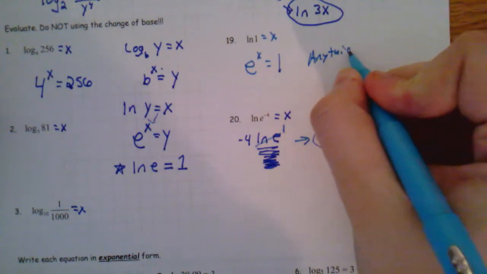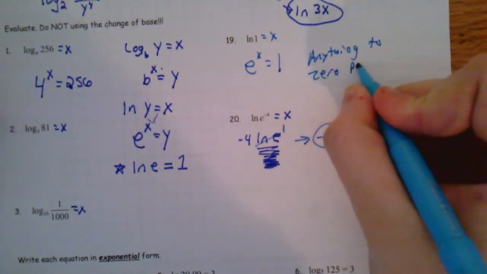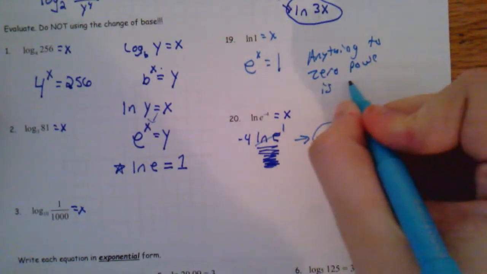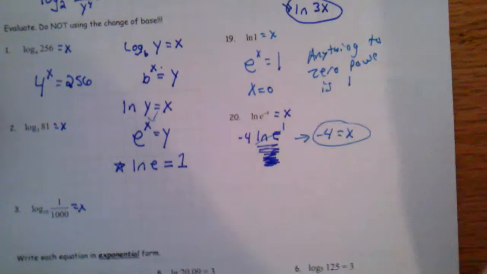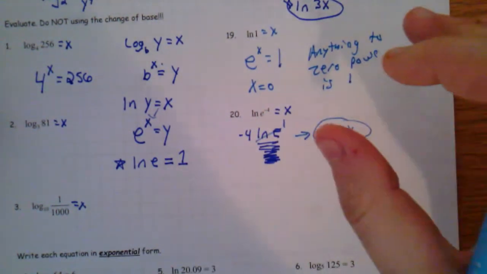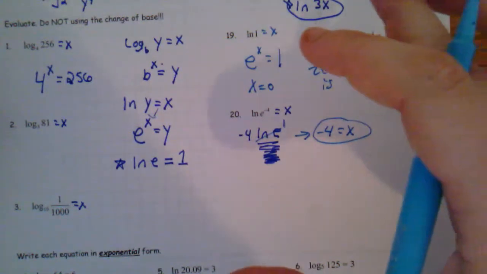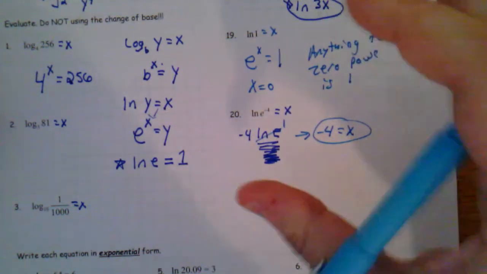Anything to 0 power is 1. So if this equals 1, you can pretty much assume that x is going to be 0. And if you don't trust yourself, the calculator. Again, at this point, we are 8 minutes in, and we're barely through the first page. So if you understand all of this, jump to the stuff that you need help on.